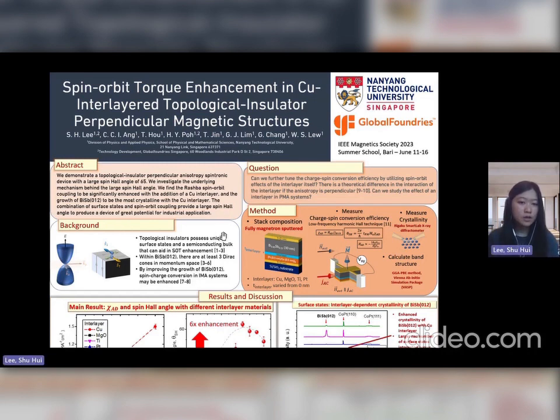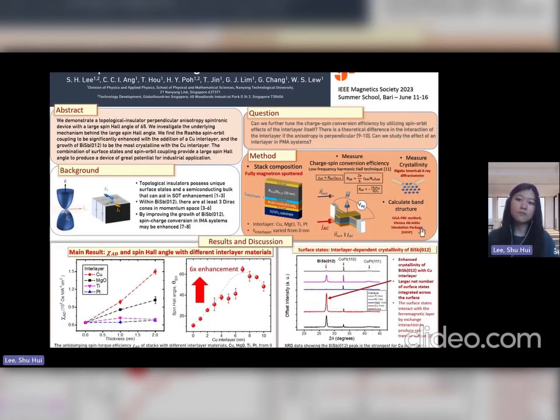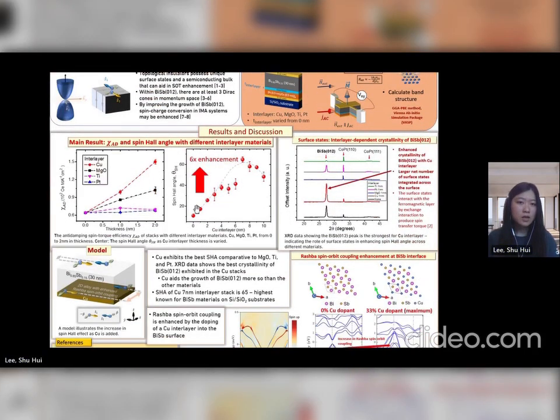Interestingly, we added an interlayer to study the effects of this interlayer in a PMA system. We used the harmonic Hall technique. We also did XRD, and we calculated the band structure via the GGA-PBE method, and we also used the Vienna Ab initio Simulation Package.